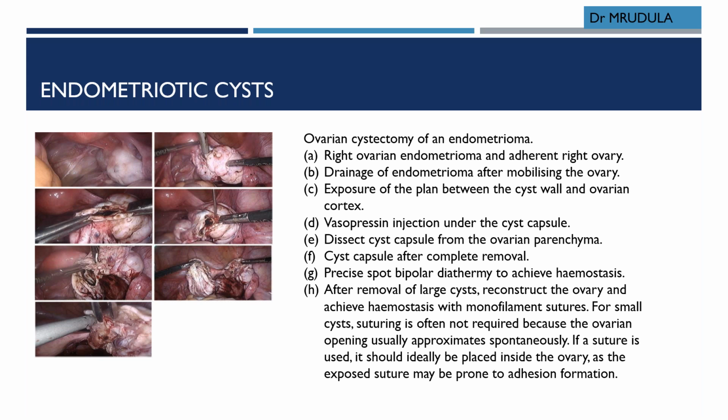tissue. And after removal of a large cyst, see, a small cyst doesn't require reconstruction because the ovary capsule gets approximated on its own, but a large cyst requires reconstruction, so you have to reconstruct it by using sutures. And whenever you are suturing it, you have to place this suture inside the ovary, because an exposed suture may again lead to pelvic adhesions.